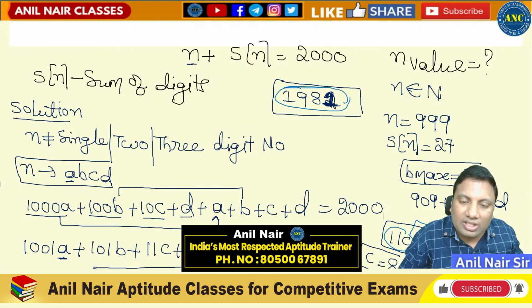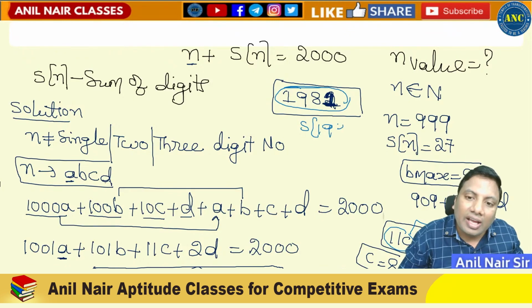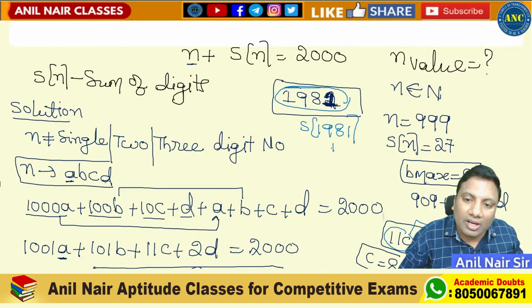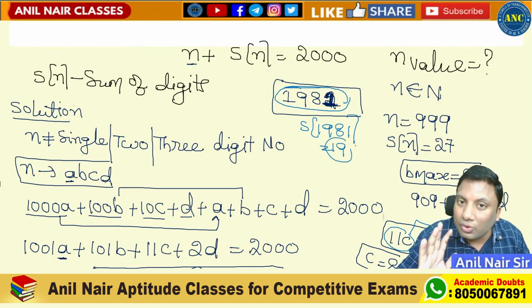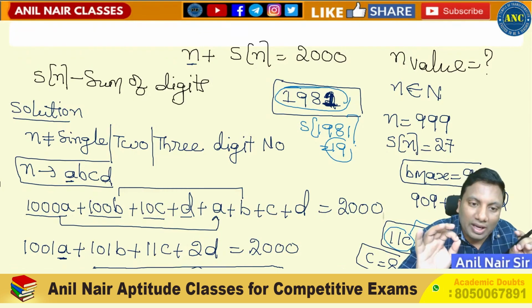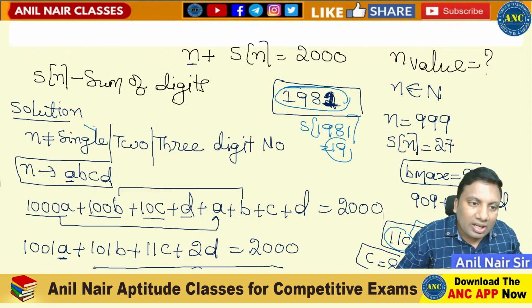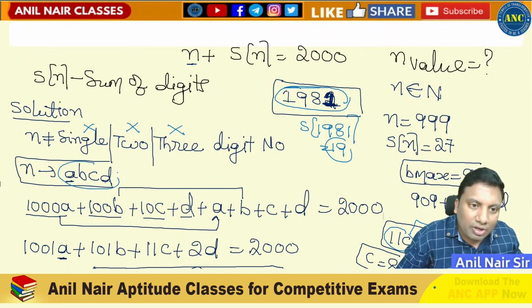What is the sum of the digits of 1981? 9 plus 9 is 18, 18 plus 1 is 19. 1981 plus 19 is 2000. So N will be a 4-digit number. N cannot take a single digit, 2 digits, or 3 digits. N can take only a 4-digit number.